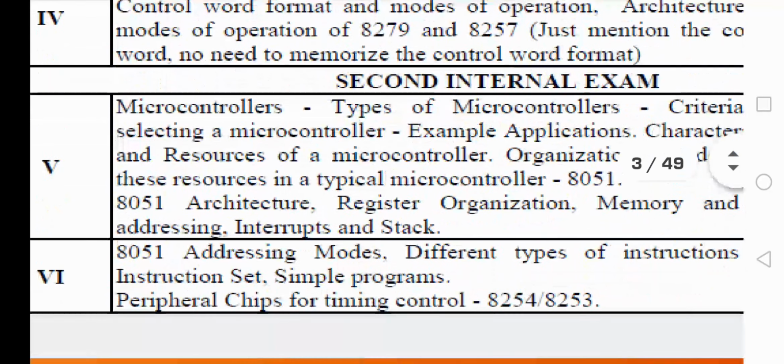In the fifth and sixth modules, we will be studying about microcontrollers. Actually, our subject name is microprocessor and microcontroller. So in the first four modules, we will be focusing on microprocessor, and in the fifth and sixth modules, we will be studying microcontrollers.